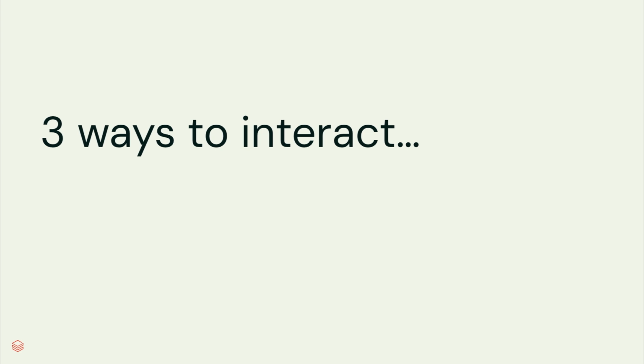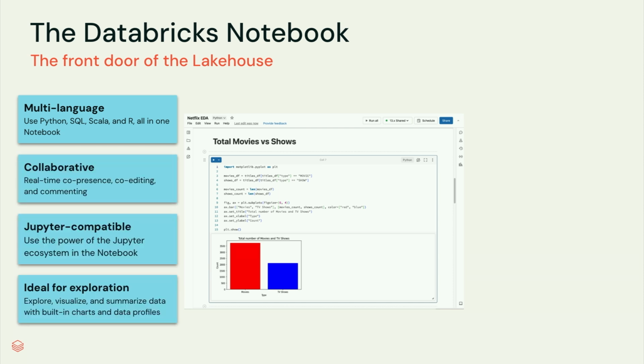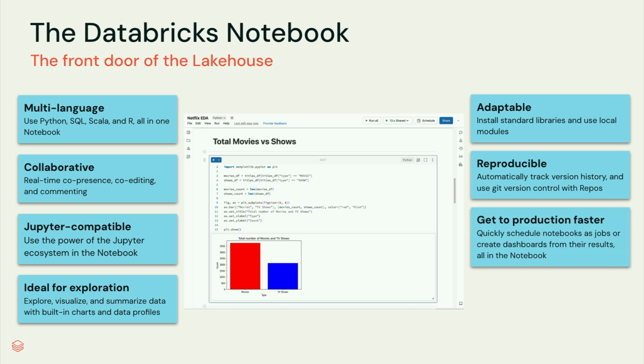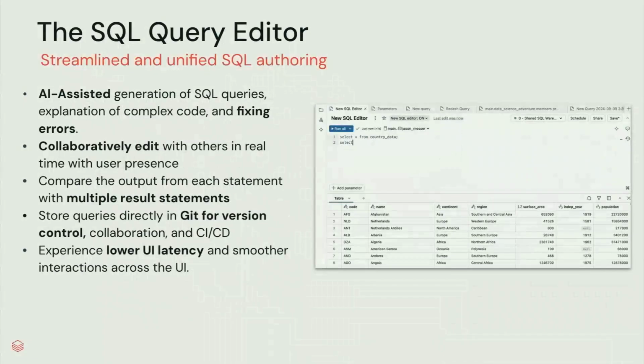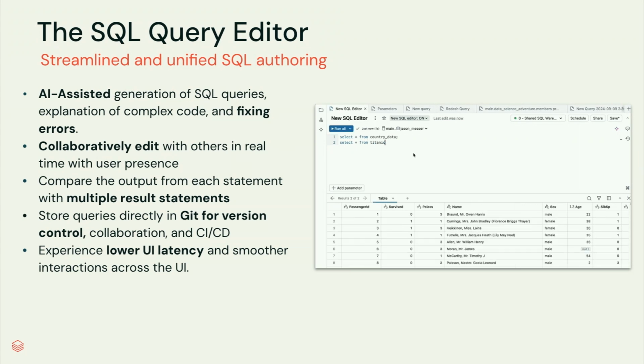Cool. So once you have your data, you have your DBSQL cluster running, you want to interact with your data. We talked about AI/BI, which is the visualization piece of the data. But when you want to interact with the data, you want notebooks. Databricks always had an amazing notebook capability, and now you can use those notebooks with Databricks SQL as well. They are multi-language, collaborative, Jupyter compatible, ideal for exploration, adaptable, reproducible, and they just get you to production faster if you are familiar with that kind of environment, the data engineering space. And if you're not, if you're just used to the SQL editing experience and you want a simple interface, we have that as well.